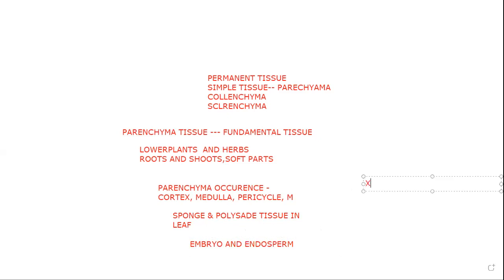Next, origin. Parenchyma of the primary body of the plant, for example cortex and medulla, mesophyll and floral parts, originates from the ground meristem. The Parenchyma of the primary vascular bundles develops from the procambium. That is very important.